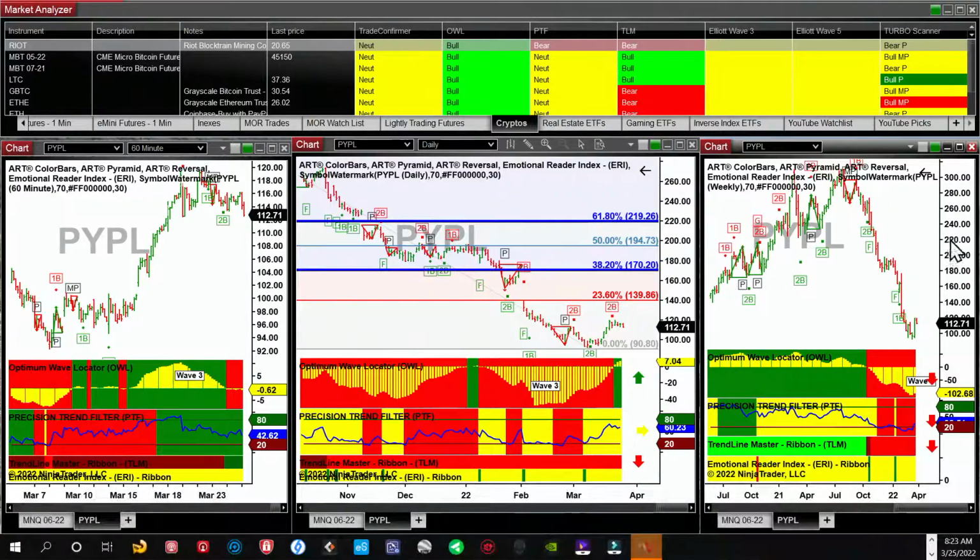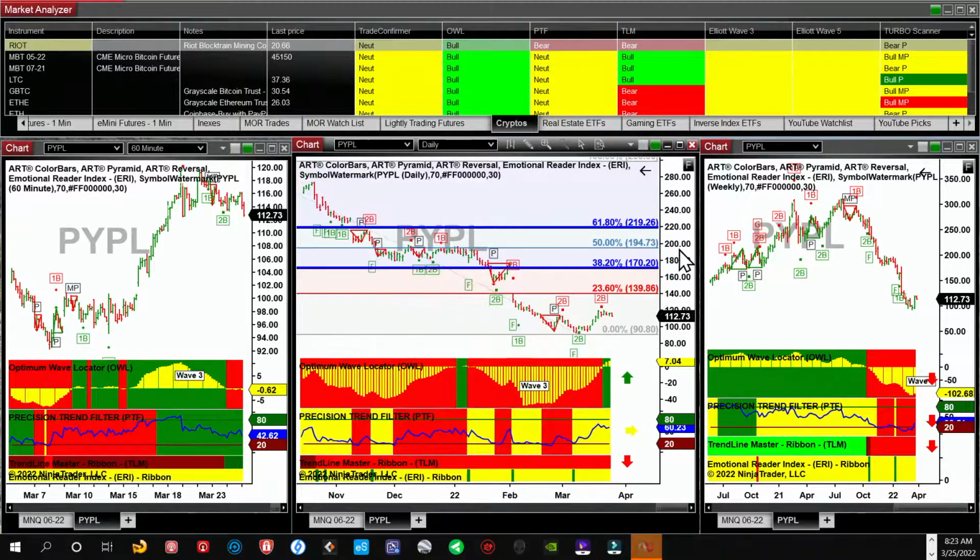All right, so we looked at this last week, and I think we were kind of hoping we'd get some type of bottom here for a corrective trade. Let's open up the weekly chart first here.